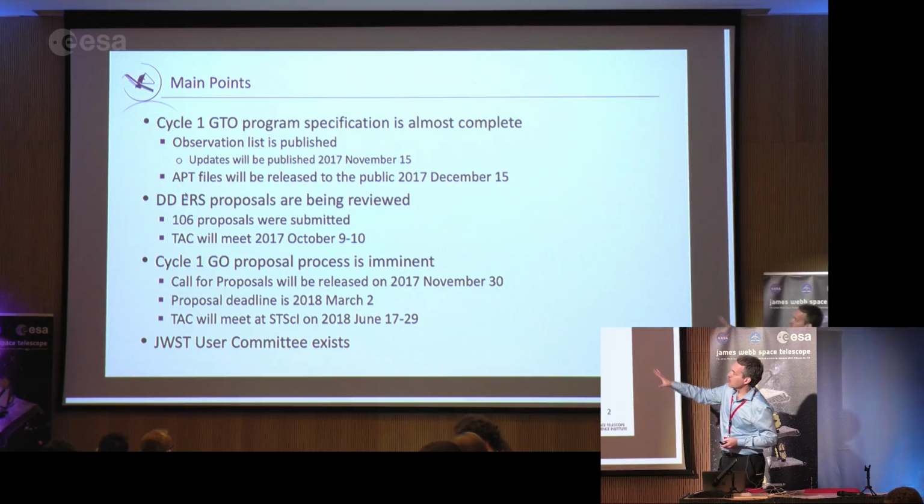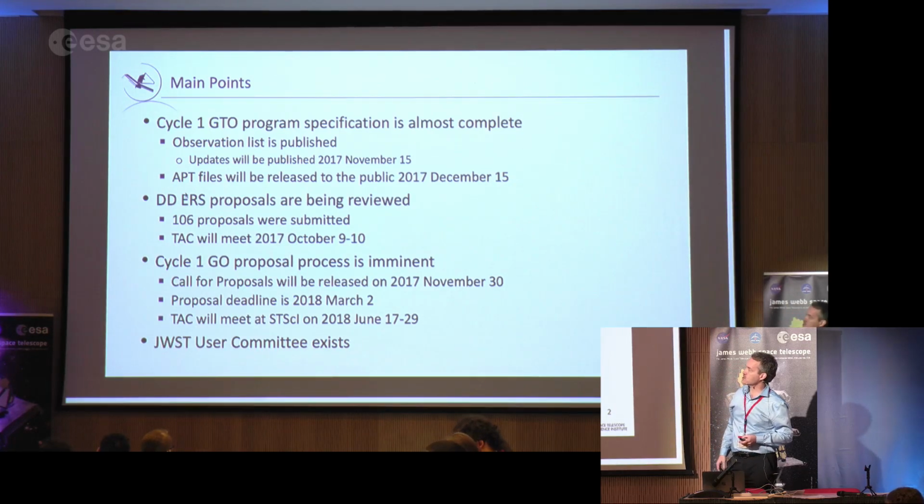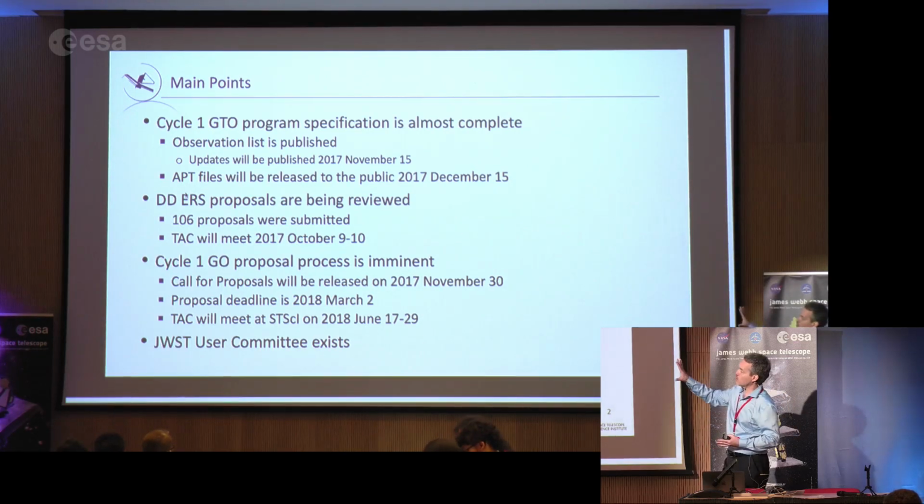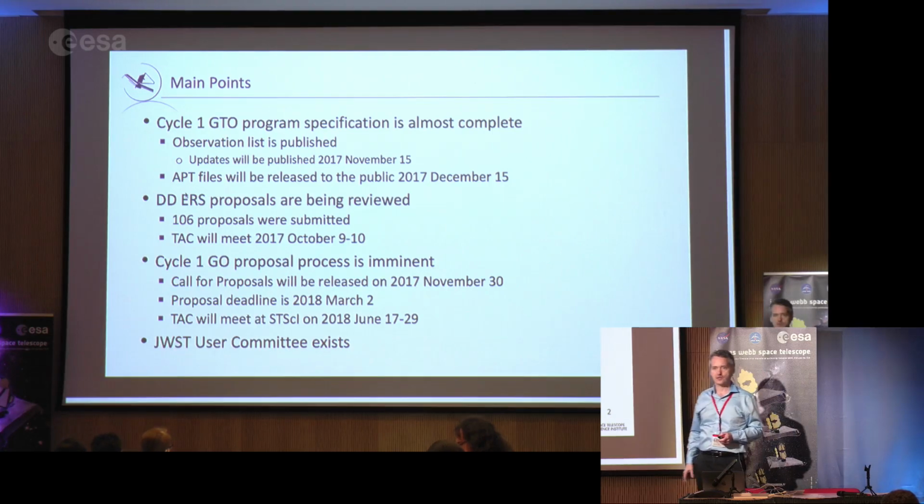Then I'm going to also talk about the Director's Discretionary Early Release Science proposals, which are being reviewed. This is going to generate some data that you might want to look at. It might be relevant if you want to do archival proposals or something like that. So you want to hear about that. Also, the same duplication issues apply there as well. And then finally, the Cycle 1 General Observer Proposal process. I'll describe that. And then I'll briefly mention the user committee. So that's the game plan.